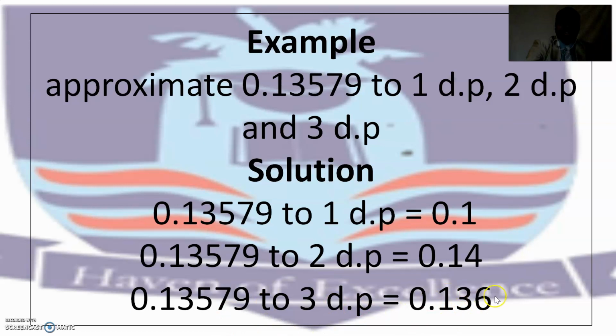And the same thing happens here. So we have 3 digits after the decimal place here, 2 digits after the decimal place here, and 1 digit after the decimal place here. And that is 1 decimal place, 2 decimal places, and 3 decimal places.